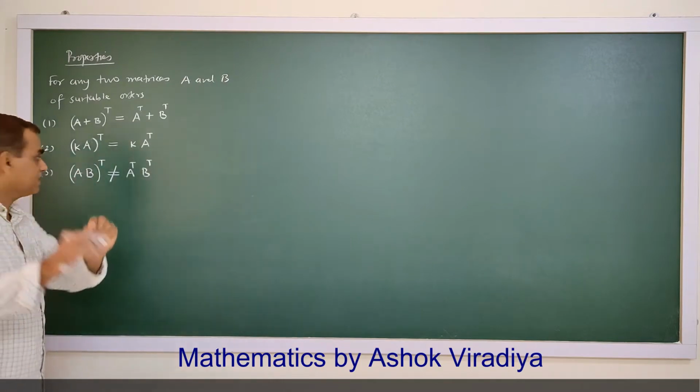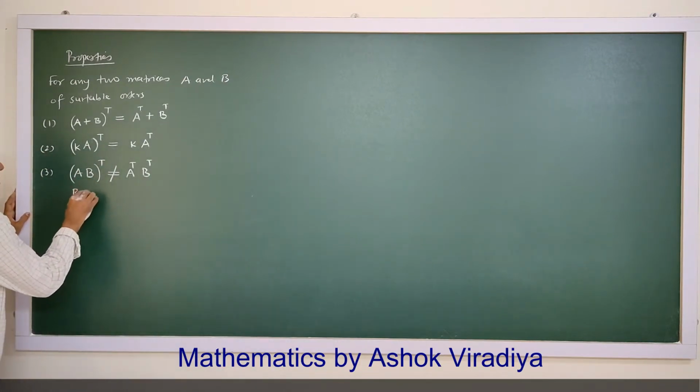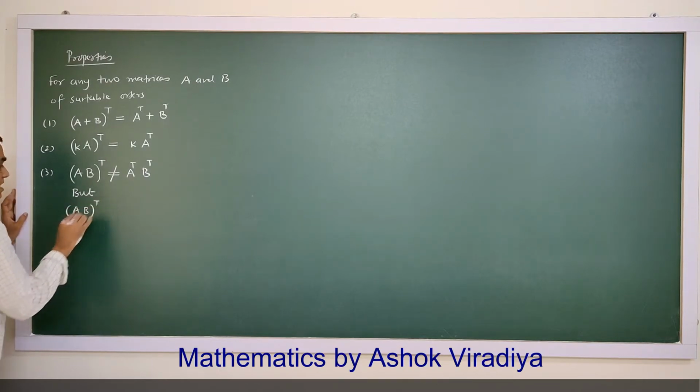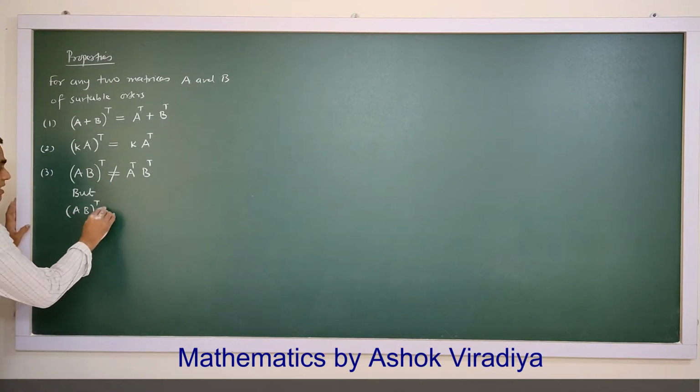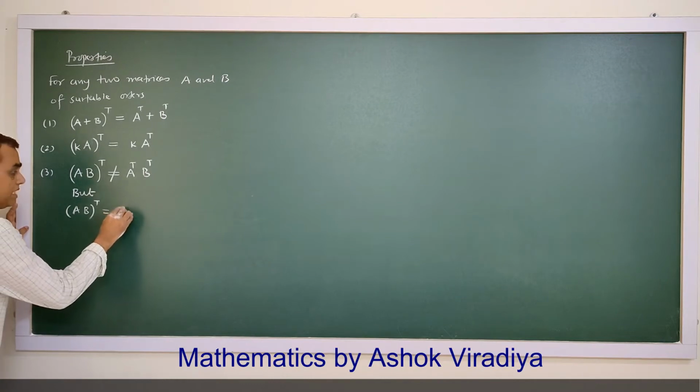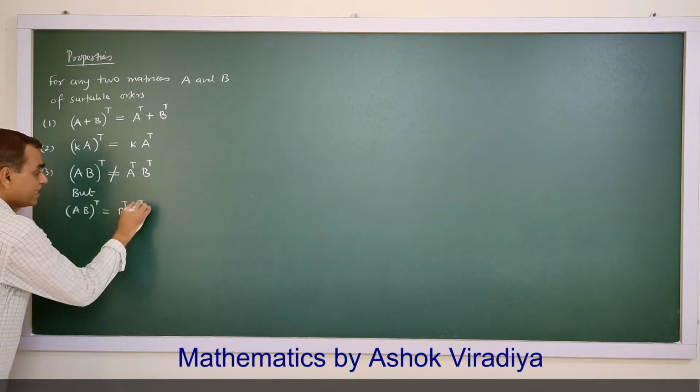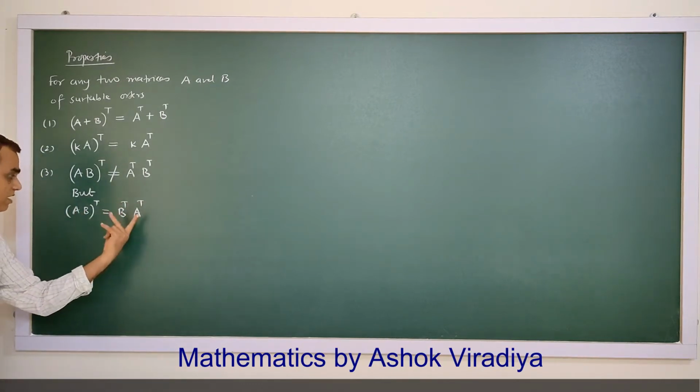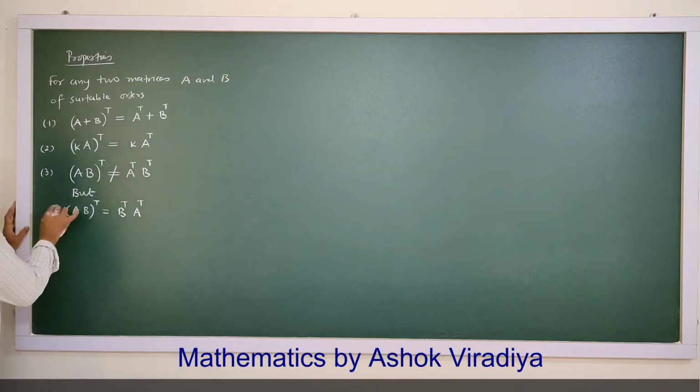But what is correct? The correct statement is the transpose of AB is equal to B transpose into A transpose. Here you have to change the order. This is the correct statement.